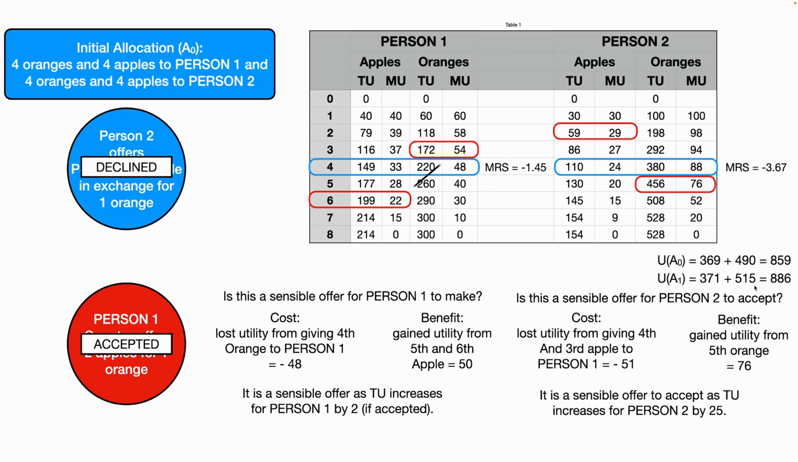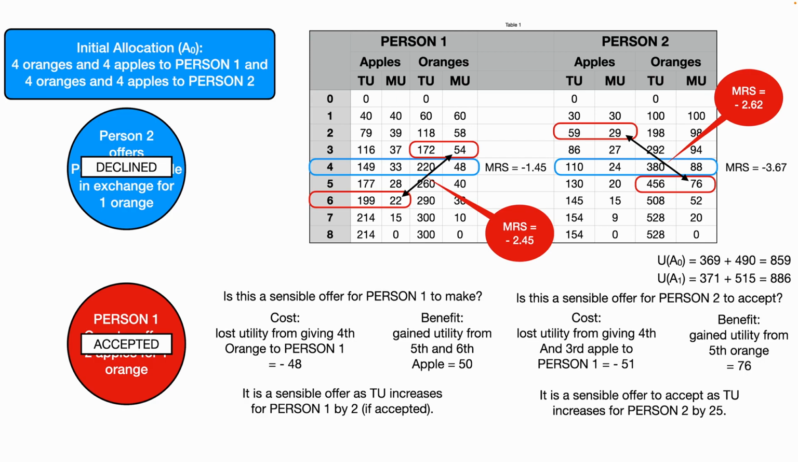Now let's take a look at what the marginal rates of substitution look like for these two people. What do you notice? That they're getting very close to one another, right? Originally, it was negative 1.45 for person 1 and negative 3.67 for person 2. After the exchange, what have we noticed? That they've gotten much closer to one another. The MRS for person 1 and 2 have changed and gotten closer to one another.